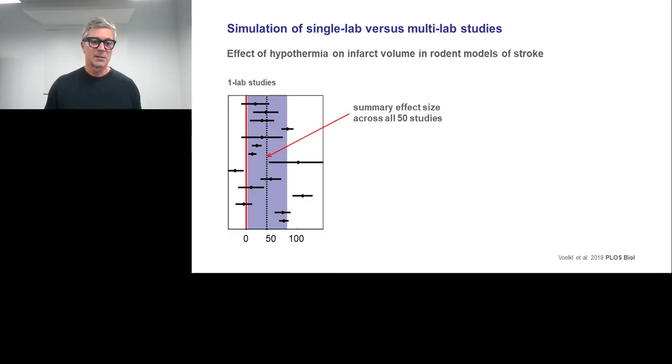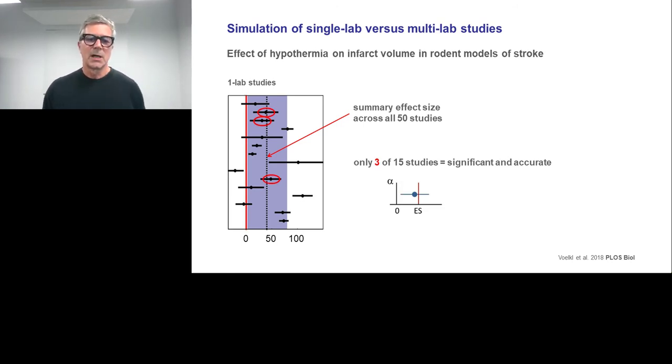So here are the results. These are 15 single lab study simulations. So this is 15 independent studies taken from these 50 studies, and then data sampled from the distribution as described in these papers. And as you can see, the results vary quite considerably across these 15 studies. The red line is the null line, meaning that there is no effect of hypothermia. And as you can see, 50 or 100%, the full spectrum and even negative results are represented in this sample of 15 studies within this selection of 50 studies that we looked at. The dotted line is the summary effect size across all 50 studies, so that is the roughly 50% reduction in infarct volume that you get when you do a meta-analysis across all 50 studies.